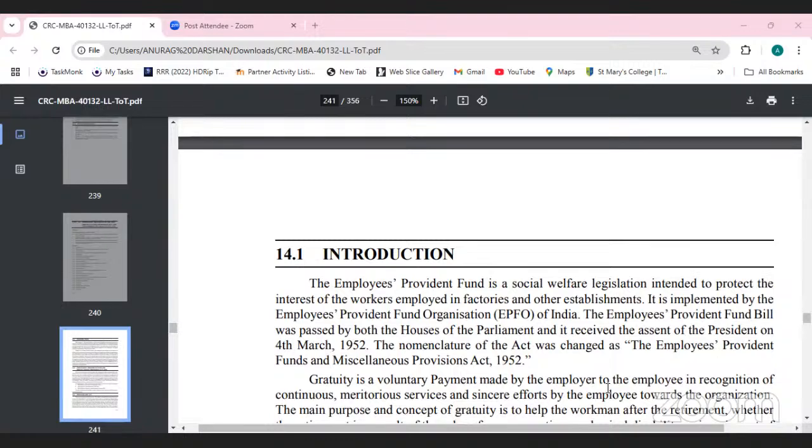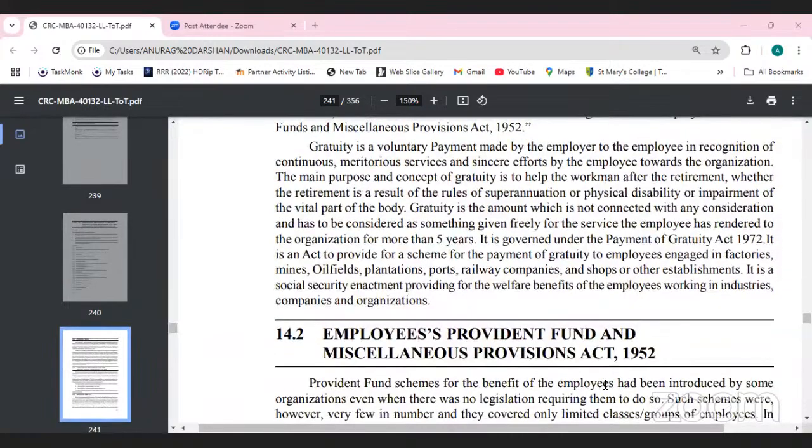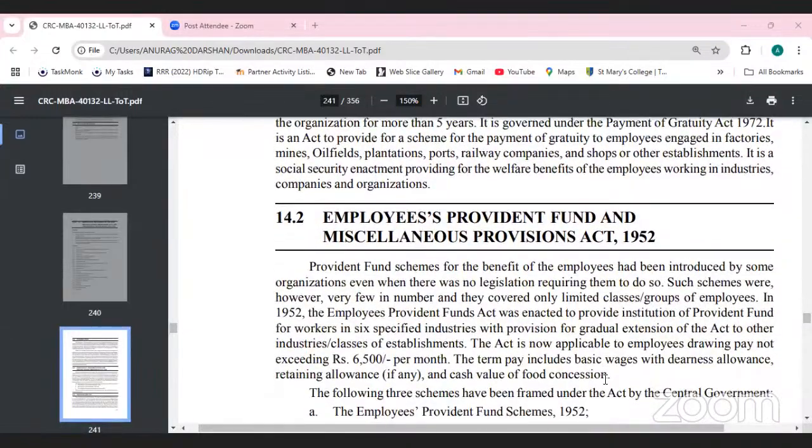And what is gratuity? It is a voluntary payment made by the employer to the employee in recognition of continuous meritorious service and sincere efforts by the employee towards the organization. And we can see the condition for the payment of the gratuity is that the person should have more than 5 years of service in the organization. Then only the Payment of Gratuity Act 1972 is applicable.